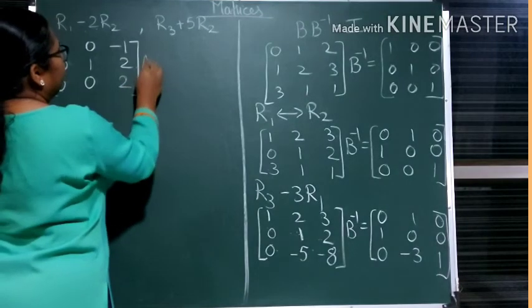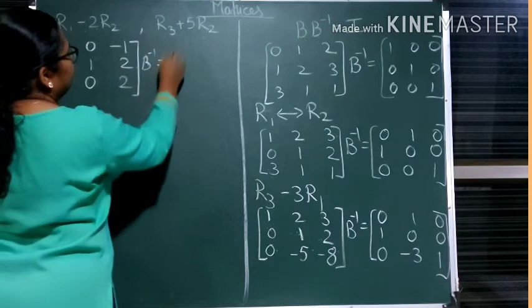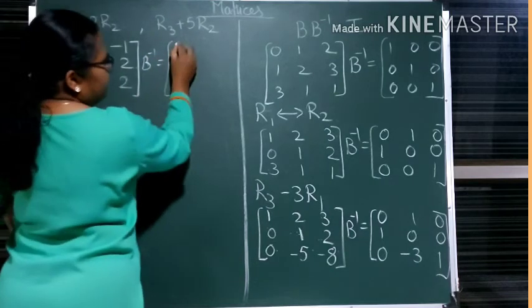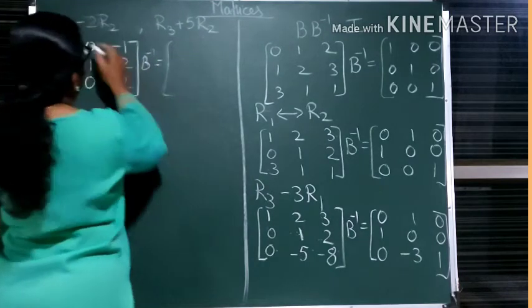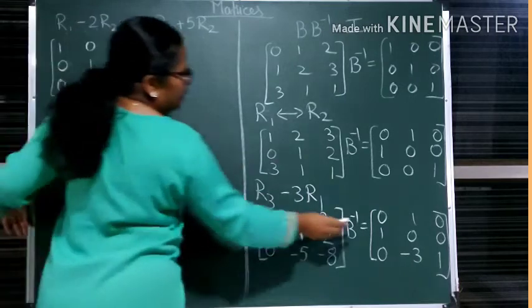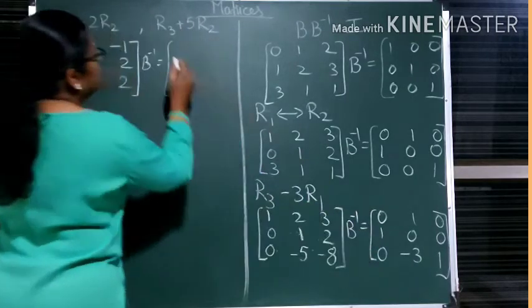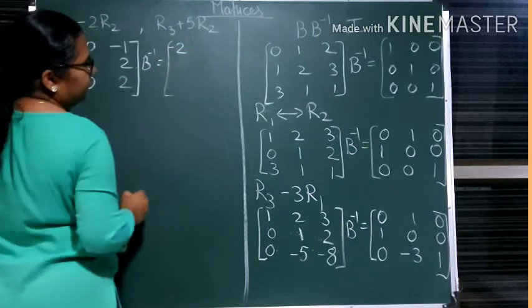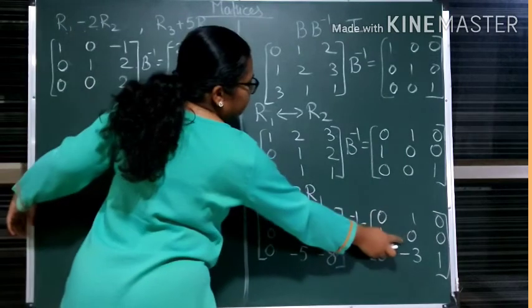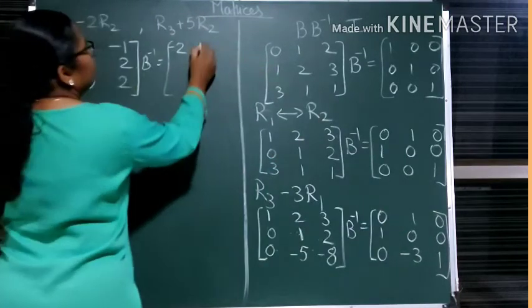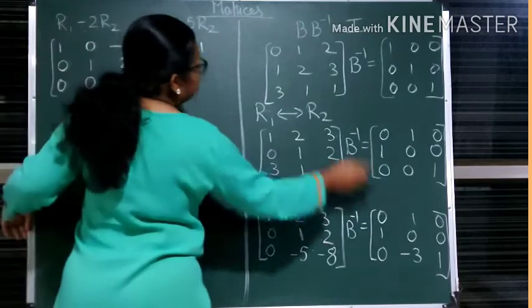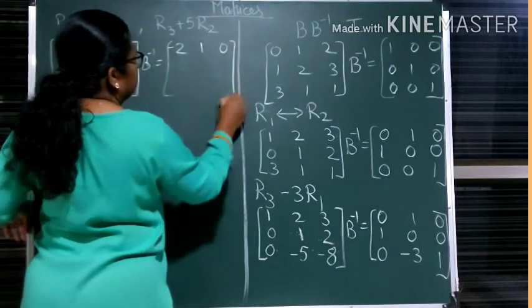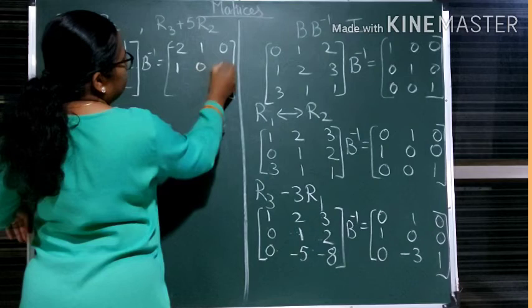Into B inverse is equal to. Then first row is getting changed. See, 0 minus 2 into R2. So 0 minus 2 into 1, this becomes minus 2. Next, 1 minus 2 into 0, 1 minus 0 is 1. Then 0, 0, so no change here. Second row there is no change, 1, 0, 0.